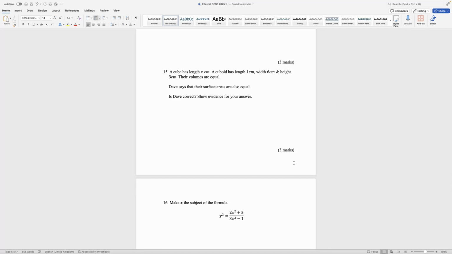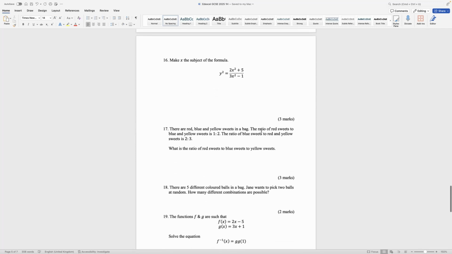A cube has length x centimeters. A cuboid has length 12 centimeters, width 6 centimeters, and height 3 centimeters. Their volumes are equal. Dave says that their surface areas are also equal. Is Dave correct? Show evidence for your answer. Okay, just to correct, the cuboid has length 12 centimeters, to correct the typo there.